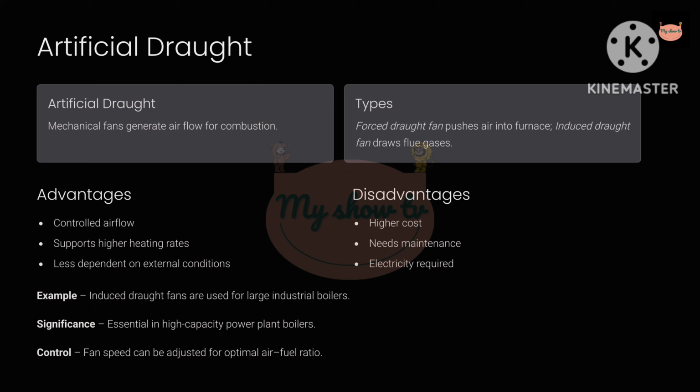Advantages. Suitable for large boilers. Works under all weather conditions. Provides stable and controllable combustion. Disadvantages. Costly setup. Requires electricity and regular maintenance. Example: thermal power plants always use artificial draft to manage combustion in large boilers.